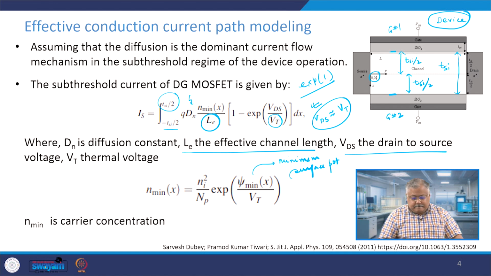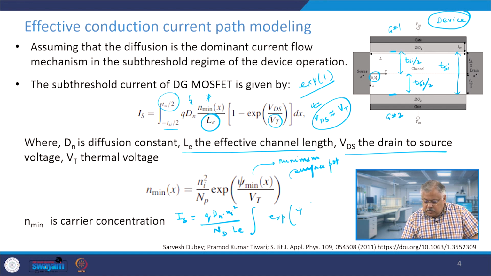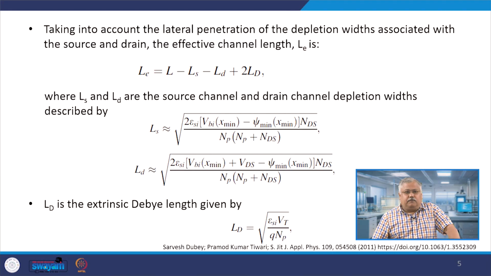So, if you look very carefully, then if you place this value back into this equation here, then I will get Is equals to q dN into ni squared by Np, into Le, effective channel length, that becomes your Np, integral exponential psi min by Vt into 1 minus exponential minus Vds by Vt. We have two expressions, and then multiply from minus T silicon by 2 to plus T silicon by 2. Once you do that, then you get the effective current flowing through the path.